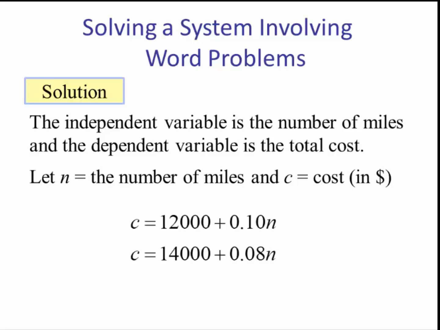So for the first model, we have C equals 12,000 plus 0.10 times N, the number of miles. And for the second model, we have C equals 14,000 plus 0.08 times N. So we are done with step 2. Step 3, we want to solve this system. Now we could graph it. We could also use substitution. I'm going to solve this by elimination.